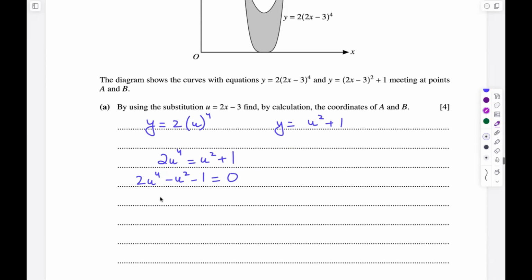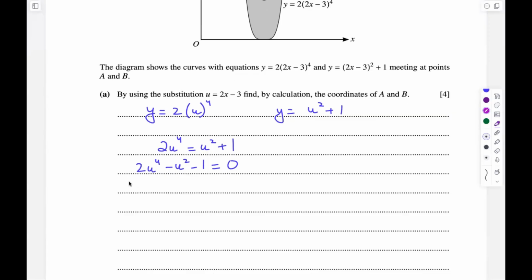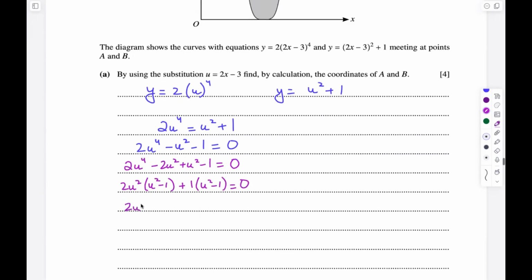Now solving this equation quadratically, we can use middle term breaking over here. This can be written as 2u to the power 4 minus 2u squared plus u squared minus 1 equals 0. Taking 2u squared common, this will become u squared minus 1. Taking 1 common, this will become u squared minus 1 equals 0. So this will be 2u squared plus 1 into u squared minus 1 equals 0. So u squared will be equal to positive 1 and u squared will be equal to minus 1 upon 2.